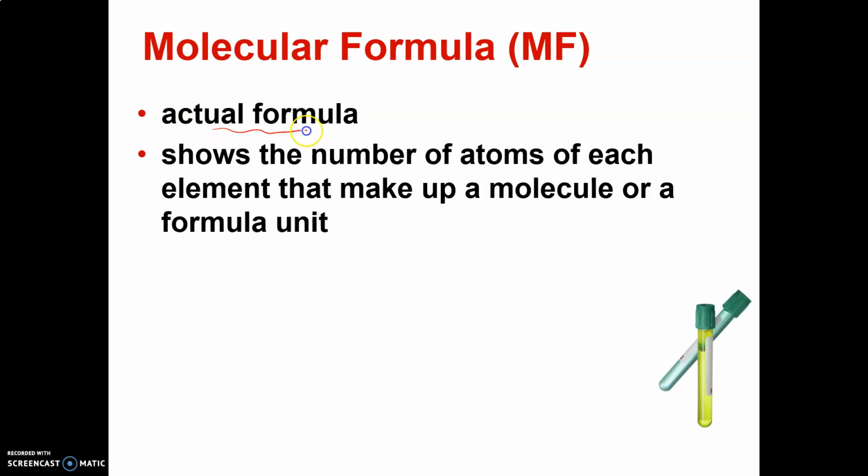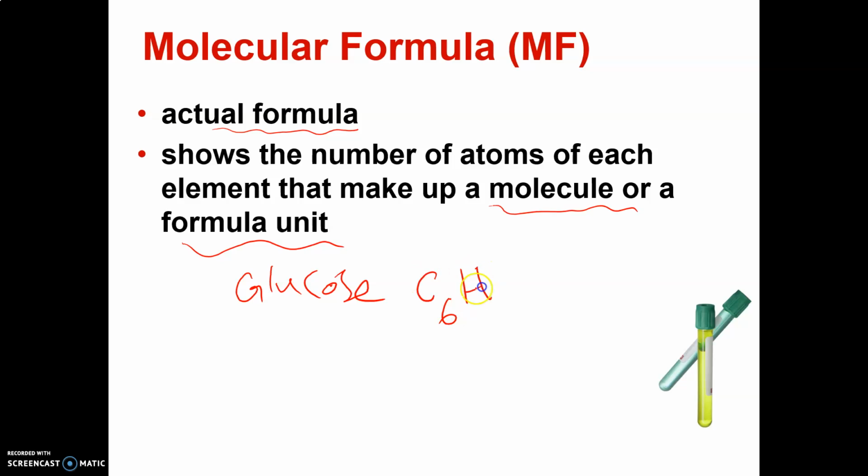As you can see, we can say it is the actual formula of any compound. This also shows the number of atoms of each element, the real numbers of atoms, which makes up the molecule or the formula unit as we know it. For example, we have the molecular formula of glucose. The molecular formula of glucose is C6H12O6.